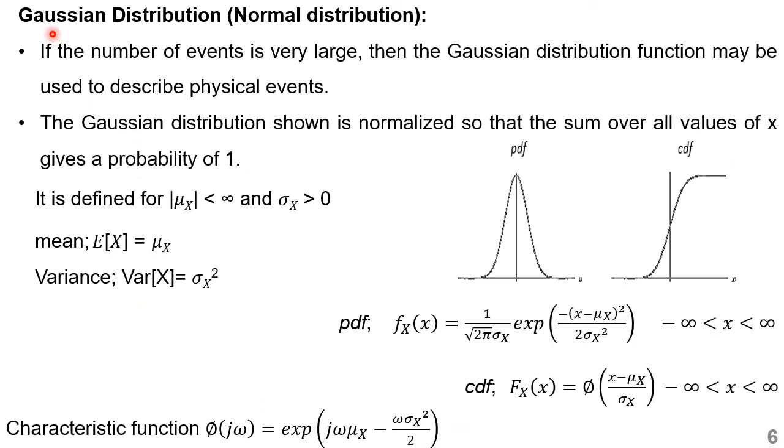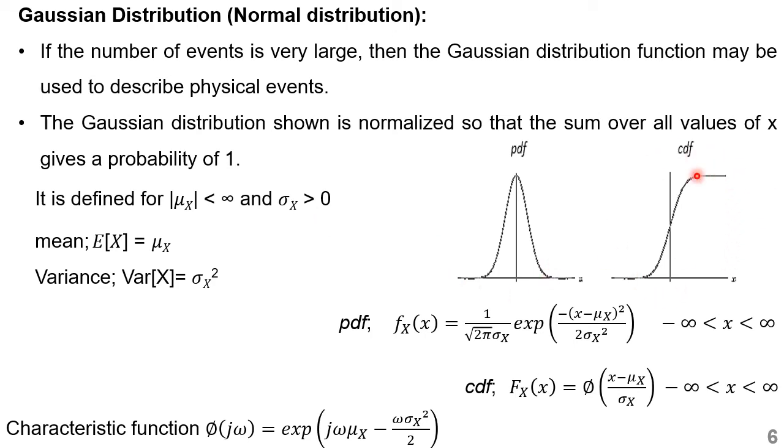Next distribution is the Gaussian distribution, popularly known as the normal distribution. If the number of events is very large, then the Gaussian distribution function may be used to describe the physical event. The Gaussian distribution shown is normalized so that the sum over all values of x gives a probability of 1. It is always defined for the modulus of mu_x less than infinity and standard deviation greater than 0. Its PDF is shown here.